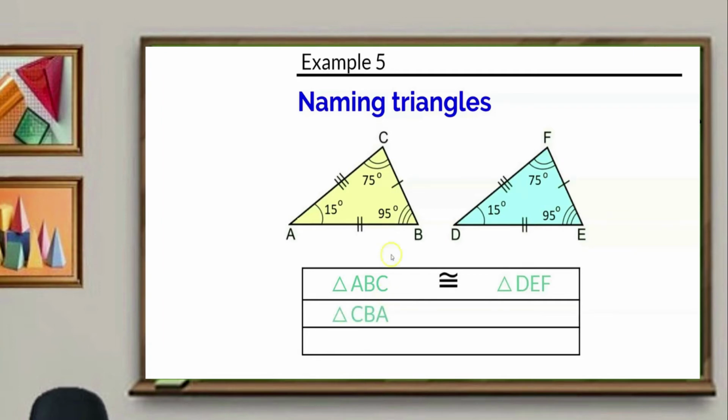Triangle CBA has the pattern of 75, 95, and 15. For the second triangle, 75 is for angle F, 95 is for angle E, and 15 degrees is for angle D. Triangle CBA is congruent to triangle FED. Triangle BCA has the pattern of 95, 75, and 15 degrees. So, triangle BCA is congruent to triangle EFD.